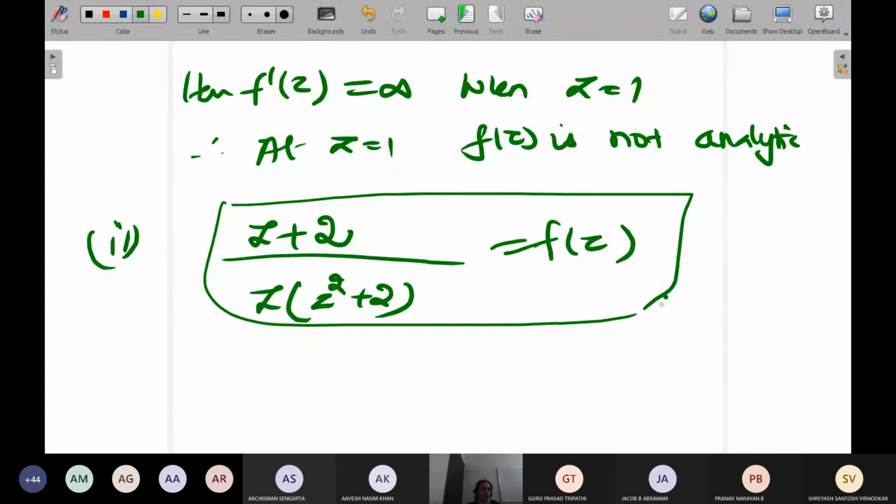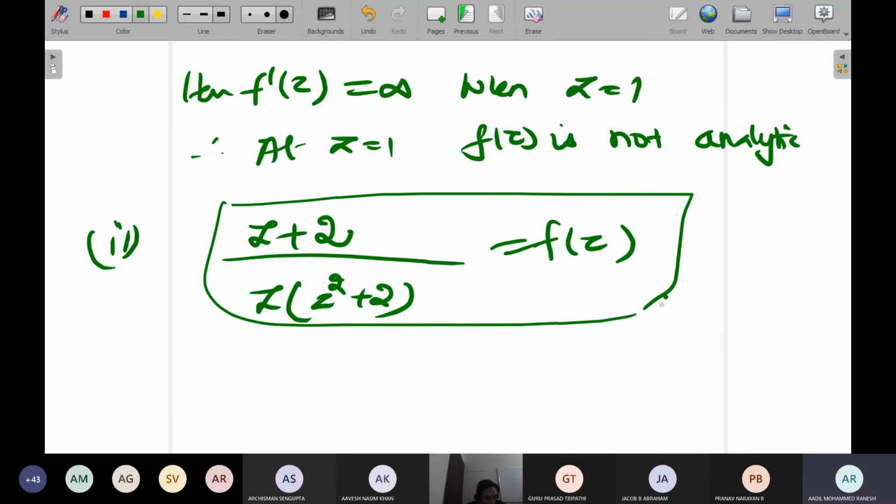What's the value? Adil, have you finished? Yes, ma'am. Minus z cube minus 6z square minus 2z plus 8 the whole by z square into z square plus 2 the whole square. Okay, you are getting z in the denominator. What you are getting? z square and z square plus 2 the whole square.